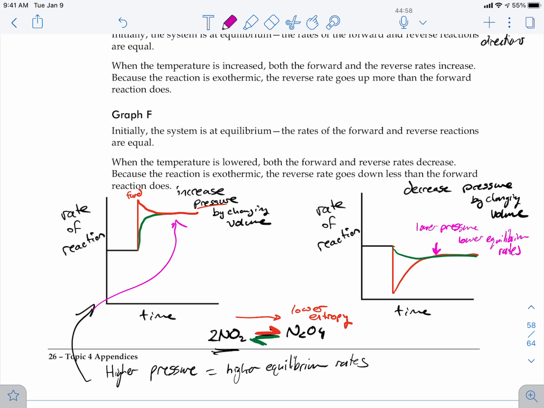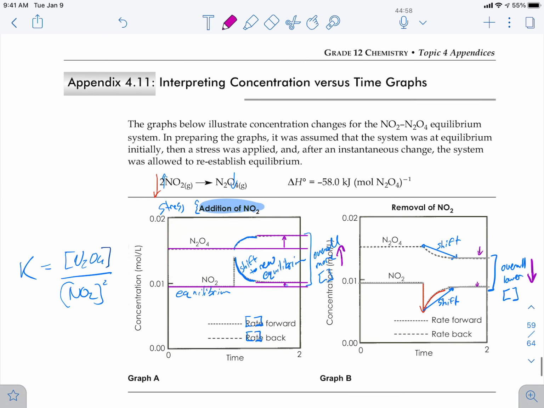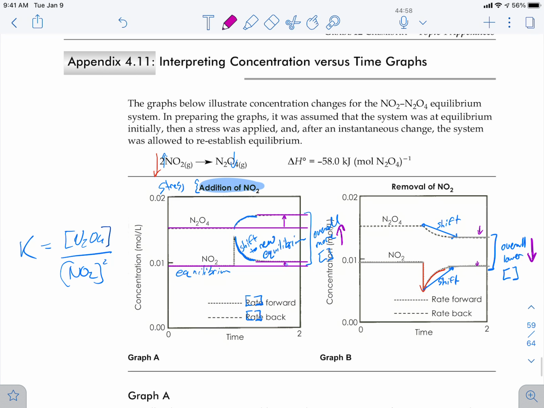Decrease the pressure, and again, it's going to be the left side that has the greater effect. So the left side is affected more strongly, and so it has to recover more over time. And so we will see that sort of slow climb back as its concentration values were more affected by the change in concentration. Okay. So let's look at the concentration versus time graphs.